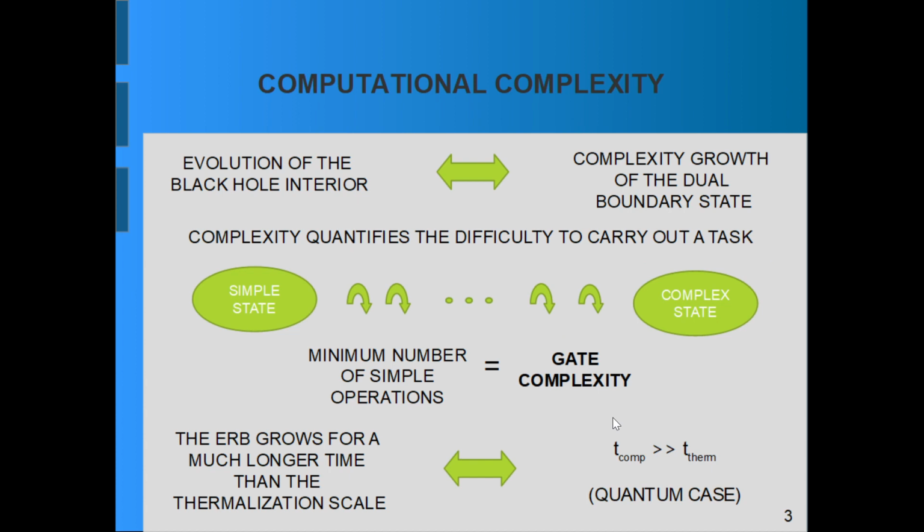A good candidate is computational complexity. Complexity can heuristically be defined as quantifying the difficulty in carrying out a task. Given a quantum system, the task will be to bring such a system from a simple reference state to a final state of interest by applying a set of simple operations. Complexity of the final state is defined as the minimum number of simple operations doing this job.